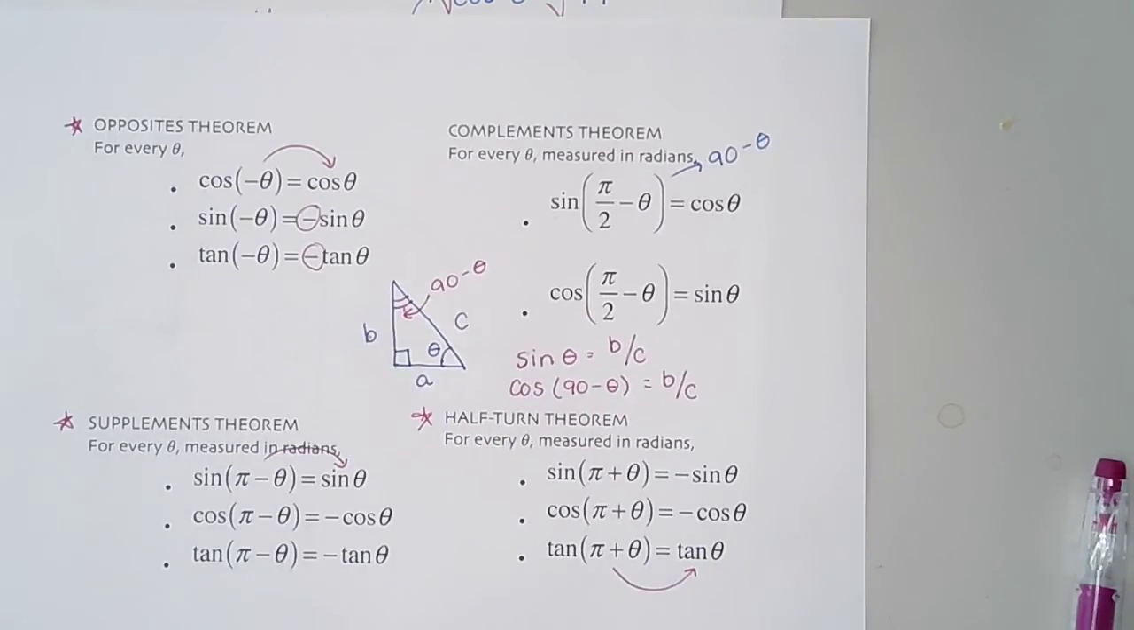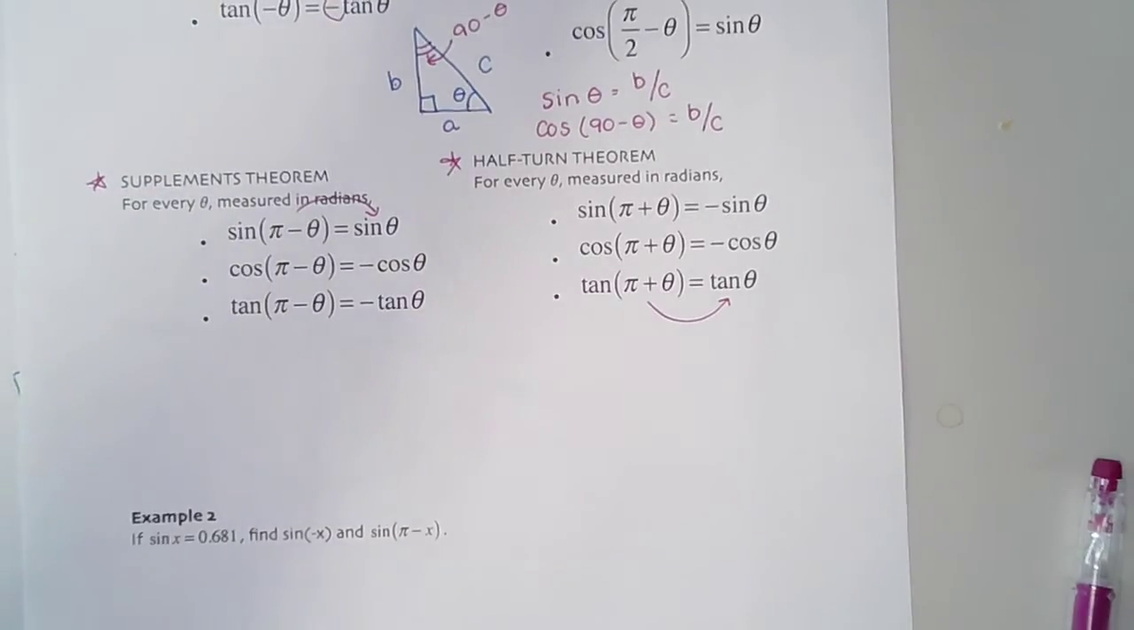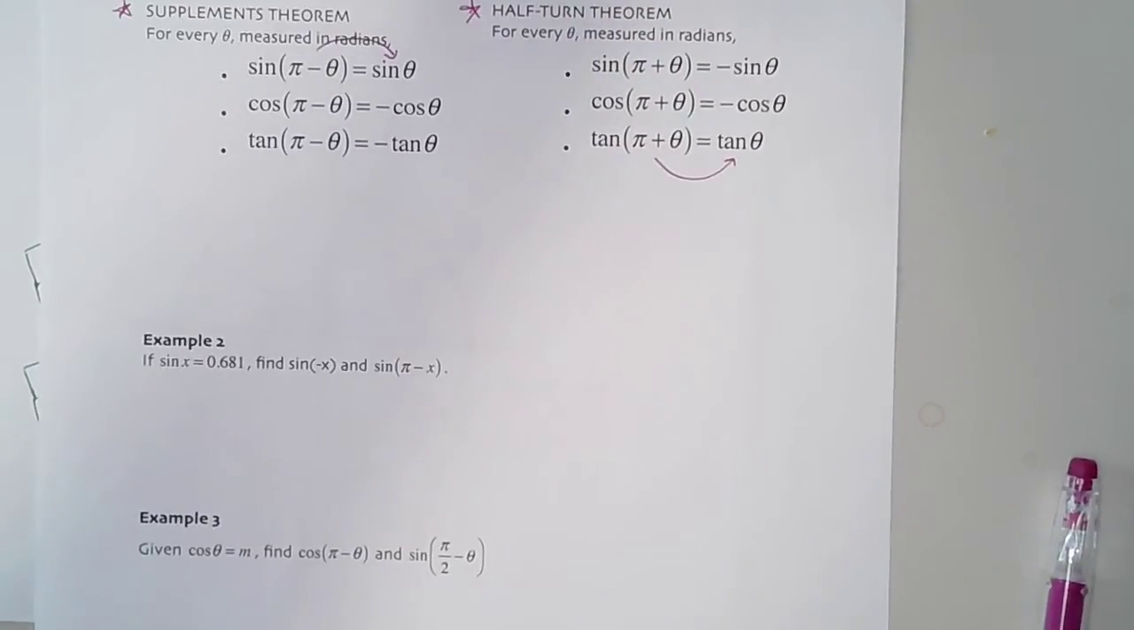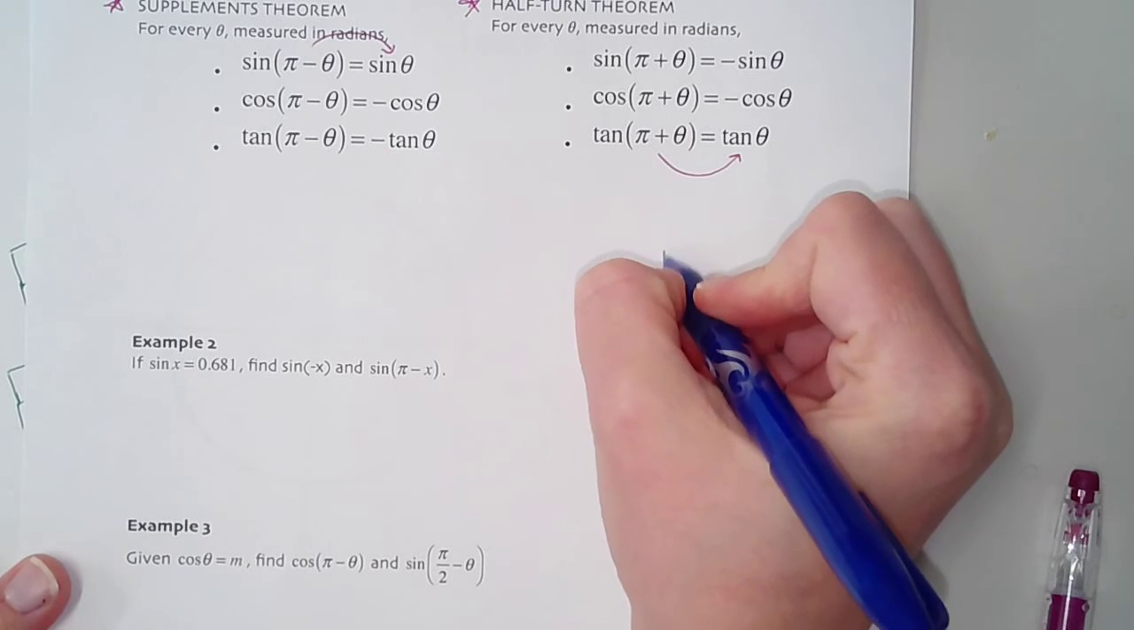Okay, so let's do a couple of quick examples here. These are the types of questions you're going to want to know how to do as far as your homework goes tonight. So if sine of x equals 0.681, find sine of negative x and sine of pi minus x. So let's think about this here.